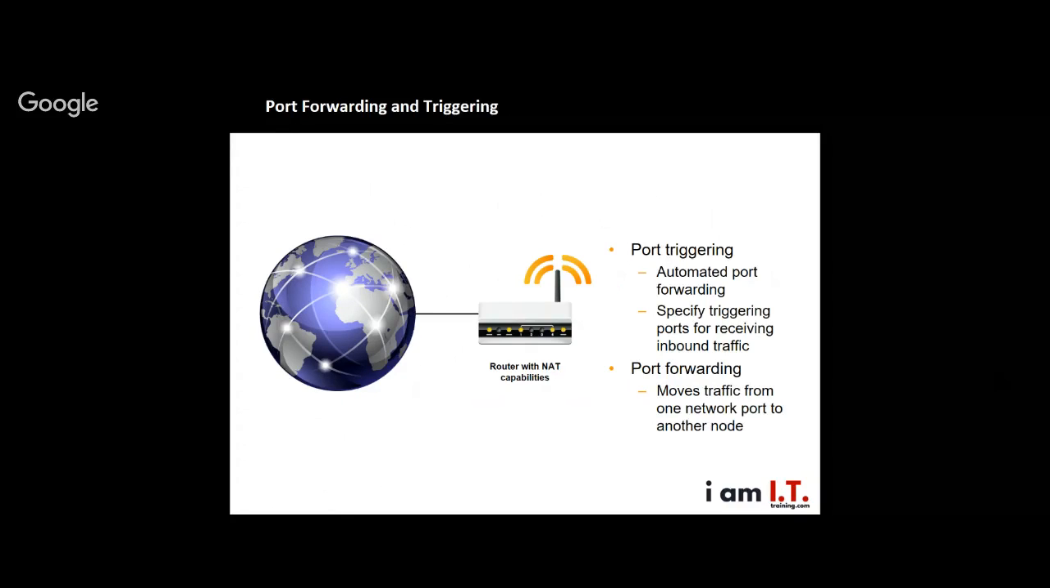Port forwarding and triggering. Now, first and foremost, this is if your router has NAT, Network Address Translation. Then you can also configure port forwarding. And that means you can forward a network port from one network node to another network node. That means that you can forward information from one place to another. Now, port triggering is what automates port forwarding by specifying what ports are going to be forwarded, meaning that you can automatically forward inbound traffic to a different place. Again, port forwarding is moving the traffic, and port triggering is what makes it automatic.